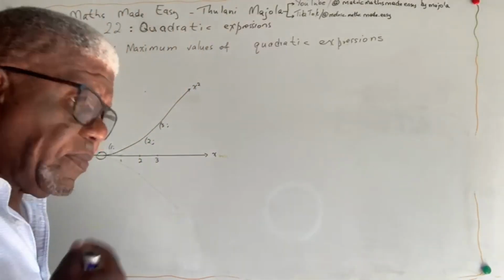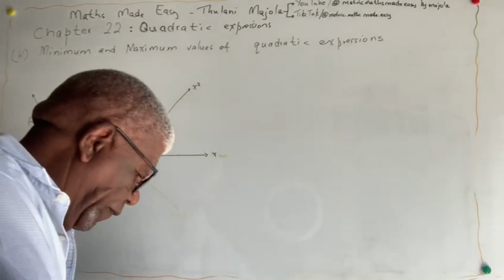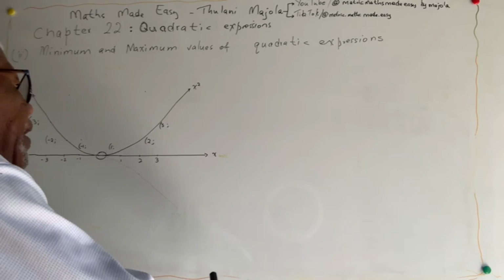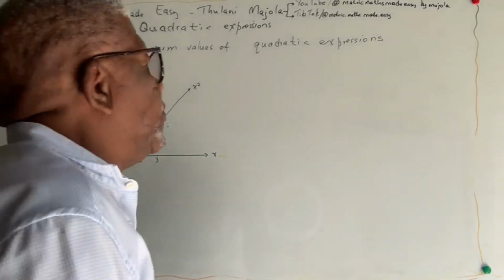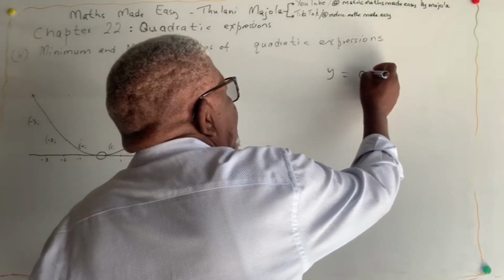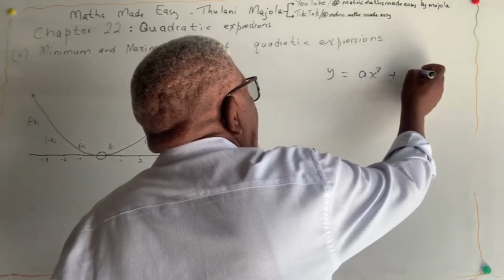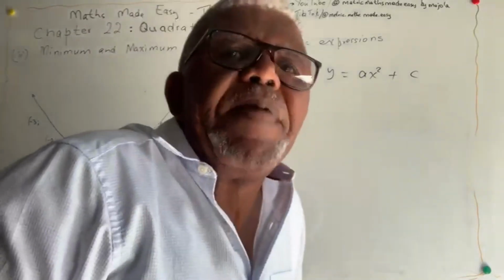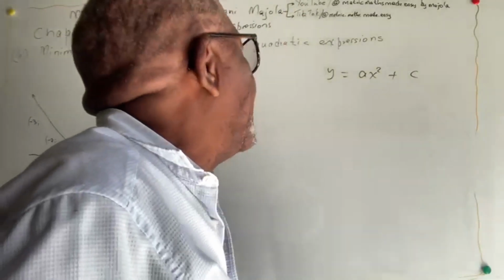So what is a graph? The definition of a graph is a representation of the relationship between the x values and the y values. Remember, x is an independent variable and y is a dependent variable.